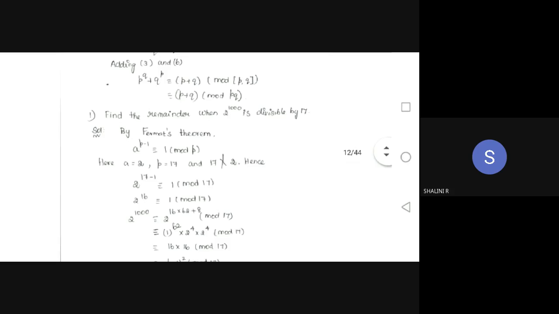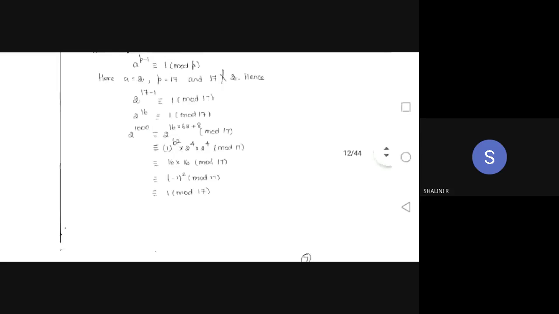And also we did problems. Find the remainder when 2 to the power 1000 is divided by 17. This problem can be solved by using either Wilson's or Fermat's little theorem. You can solve this problem with either one. Whichever is easiest for you, you can apply that.